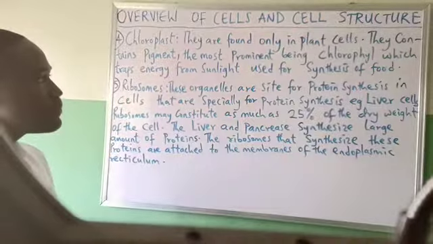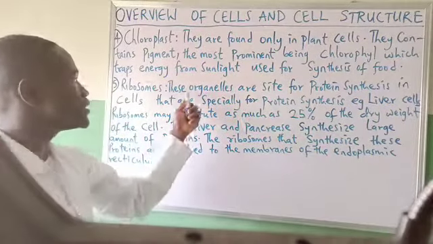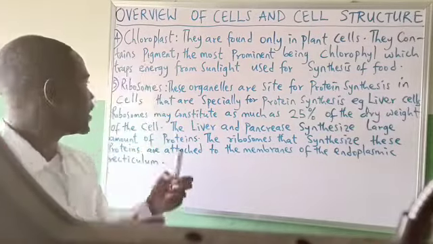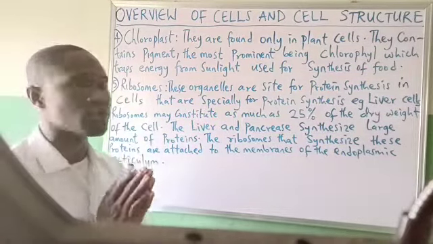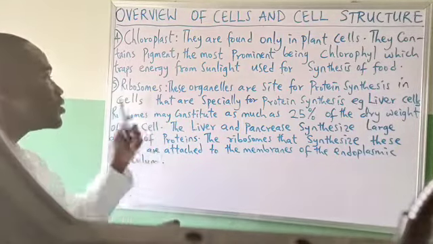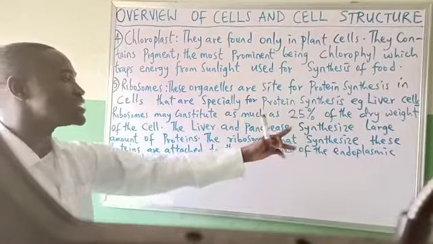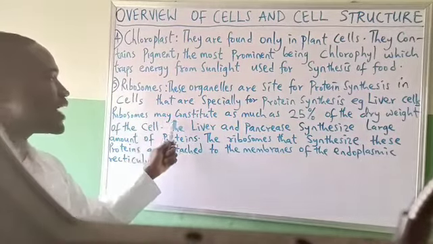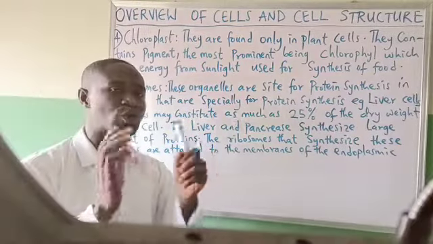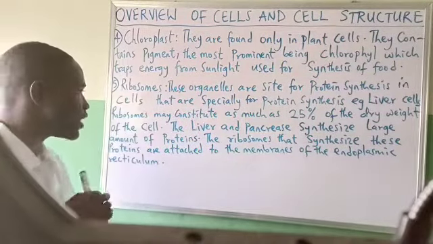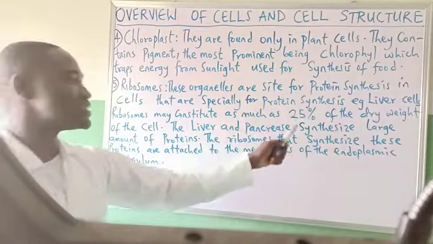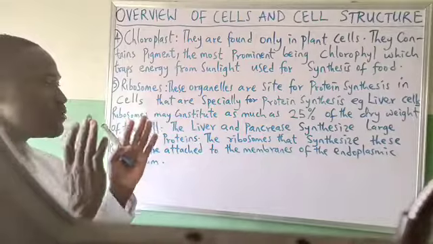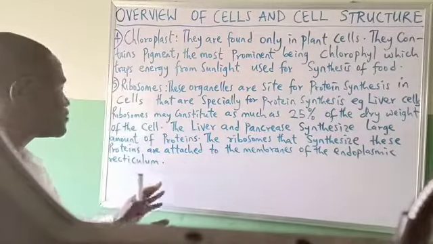Next is ribosome. It's important to know that ribosomes are sites for protein synthesis, especially in cells that are specialized for protein synthesis, such as liver cell and pancreas, because they synthesize large amounts of proteins. It's also important to know that ribosomes constitute as much as 25% of the dry weight of the cell. And the ribosomes that synthesize this protein are attached to the membrane of the endoplasmic reticulum.